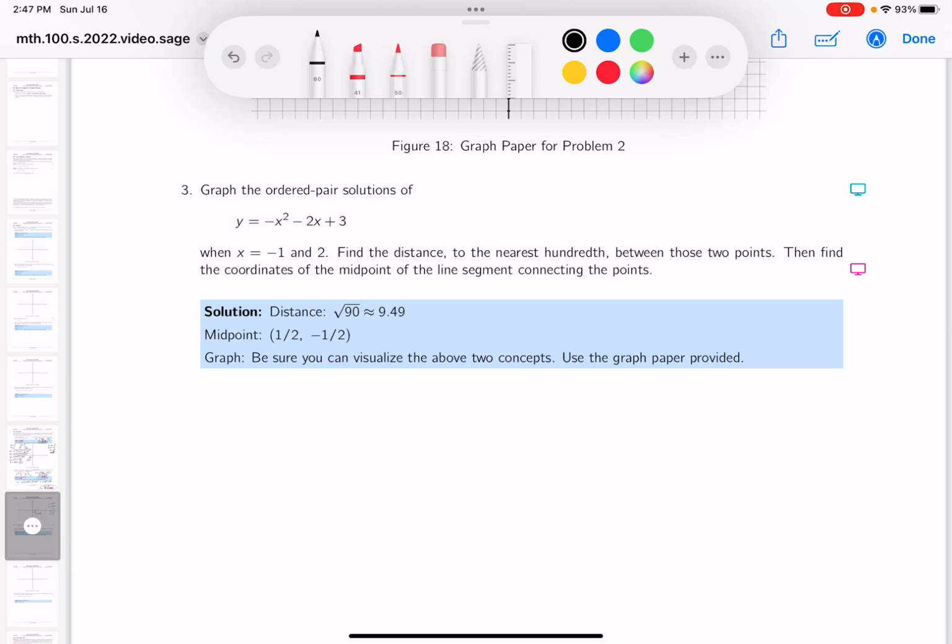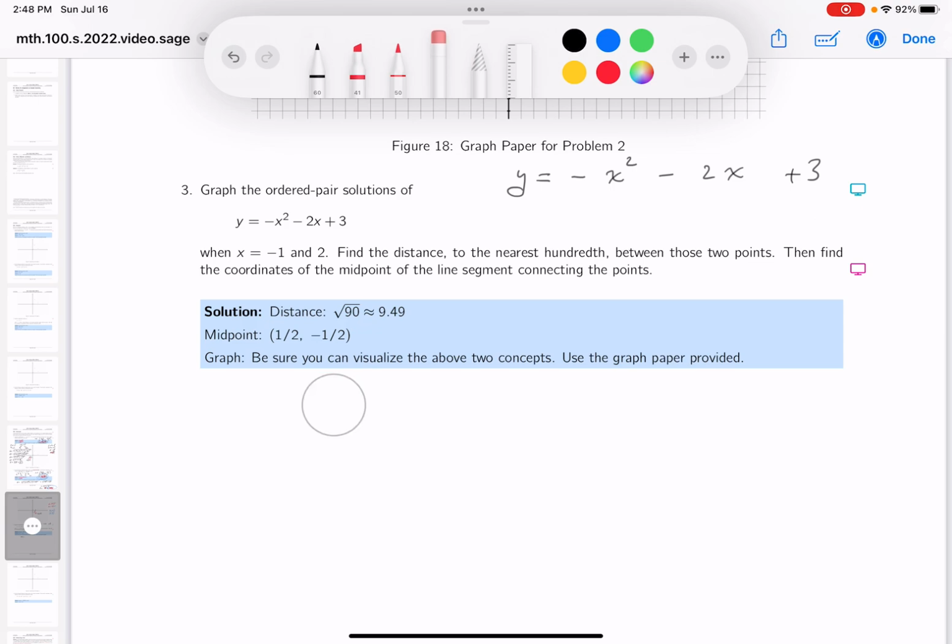Okay, let's look at number 3. They give a relationship: y is equal to... what is y equal to? The opposite of x squared, minus 2 times x, and then plus 3. Then they give me two values.